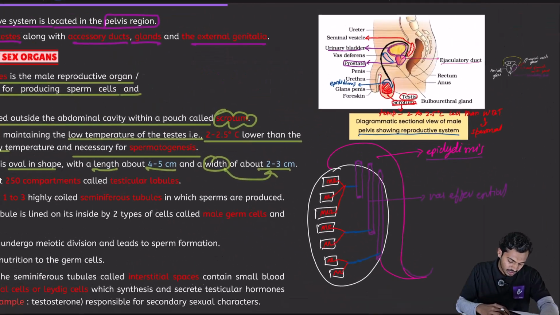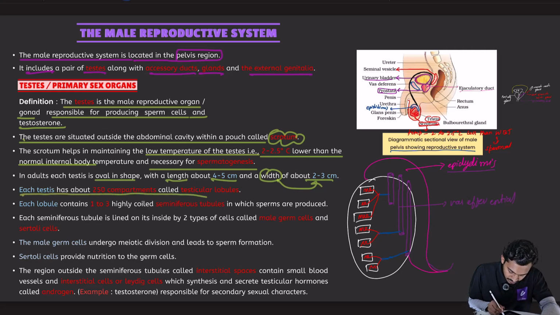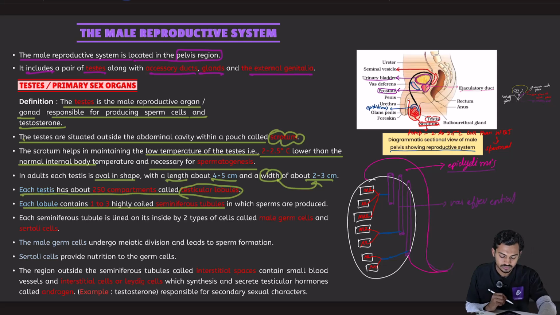अब हम पढ़ेंगे, अब जितना हमने पढ़ा है अब हम स्लाइड्स में पढ़ेंगे और समझेंगे. अब देखें, each testis has 250 compartments called as testicular lobules. Right? So each testicular lobule has 1 to 3 highly coiled seminiferous tubules. Understood? अब seminiferous tubules के अंदर क्या होता है? Inside seminiferous tubule there are two types of cells, germ cells and Sertoli cells.